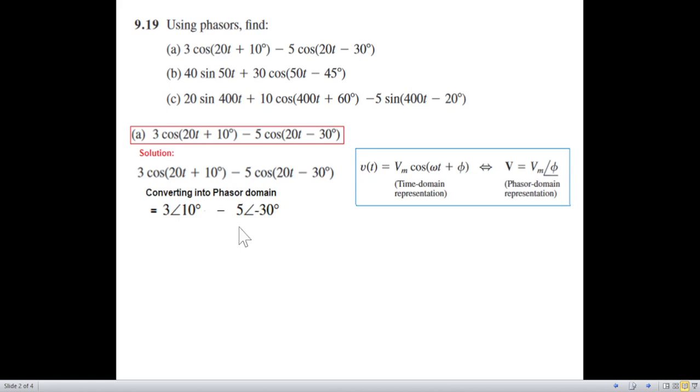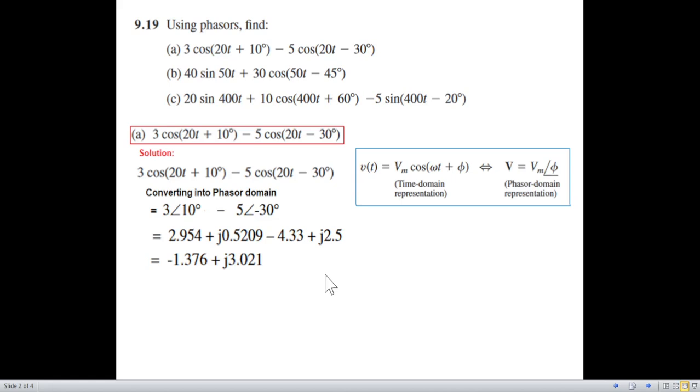Now to add, we need to convert these into rectangular form. And I hope by now you have learned how to convert from polar to rectangular and rectangular to polar. If you have difficulty, I have a video on this, so you can look for that. Okay, so converting into rectangular, we get this. And similarly, the second part. And now we can add the real part and the imaginary part. Adding, we get this answer, and this is in rectangular form.